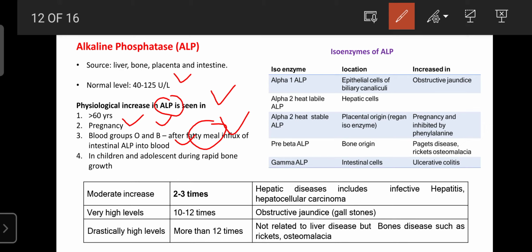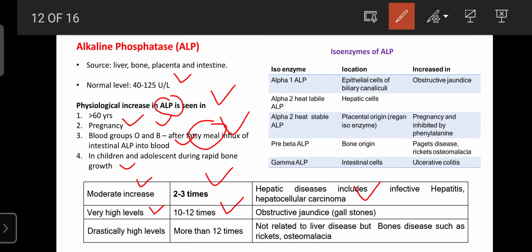Then in the case of children or adolescents during rapid bone growth, this enzyme level is increased because it is involved in phosphate mineralization. If it increases 2 to 3 times, that is considered a moderate increase. In hepatitis diseases, including infective hepatitis and hepatocellular carcinoma, the level increases 2 to 3 times. And 10 to 12 times more is considered a very high level of ALP.